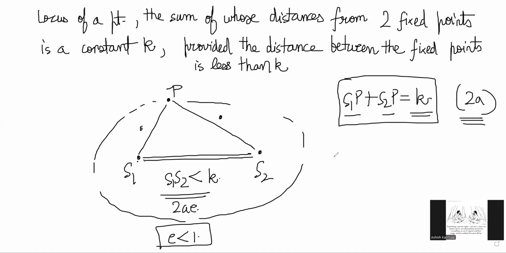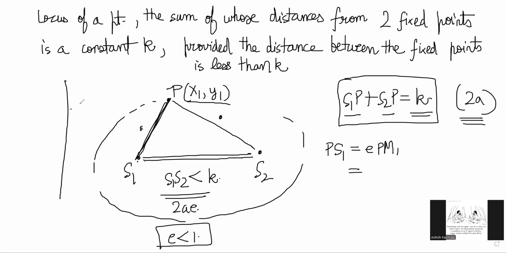Okay, before we go further, I should also point out that PS1 has come out to be what? PS1 was e into PM1, right? And PM1 would have been the distance of this point x1 comma y1 from the line x is equal to minus a by e. So PM1, the distance, is what? It is x1 plus a by e, right?